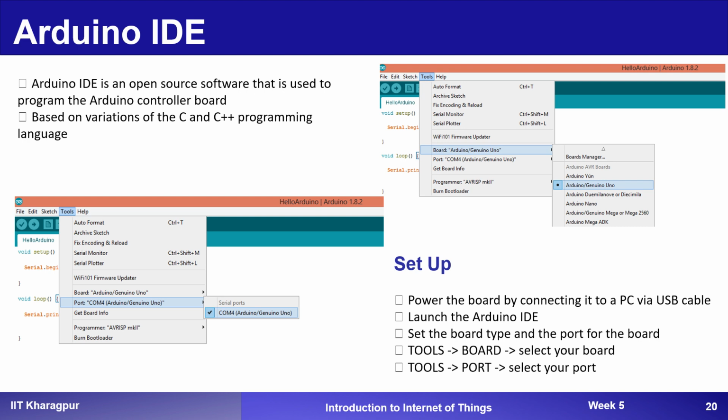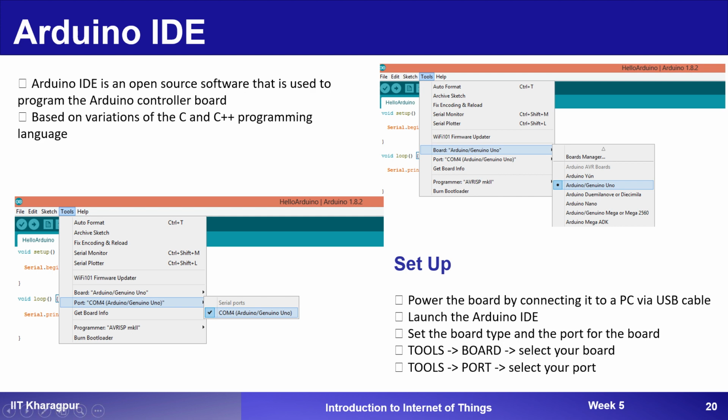Now your Arduino IDE. Arduino IDE is an open source software that is used to program the Arduino controller board. It is based on a variation of the C and C++ programming languages. First of all, you have to download and install this IDE on your system, and when it's done, you have to connect the Arduino board to your system, and after that select the particular kind of board which you are using.